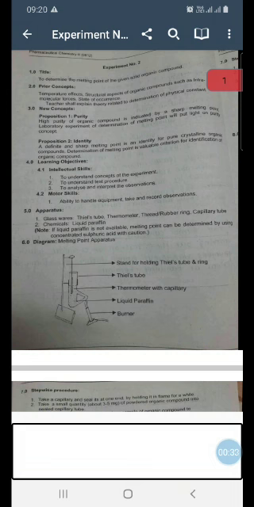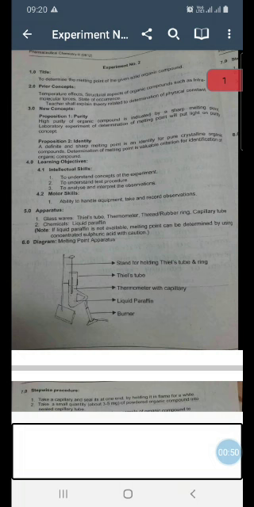One request I would like to make to all of you, that whenever we are discussing any experiment or anything related with our syllabus, you should keep that particular experiment open with you.